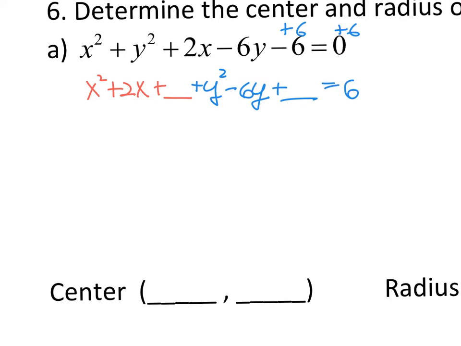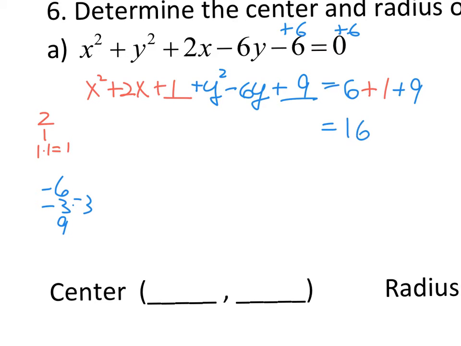So when we complete the square here, half of B, half of 2 is 1, and then 1 times 1 is 1. So that number there is 1. And then we're going to add 1 to that other side. Then for the blue problem, half of -6 is -3, and -3 times itself is 9, so a 9 goes there and there. So on this side of the equation we'll have 16.